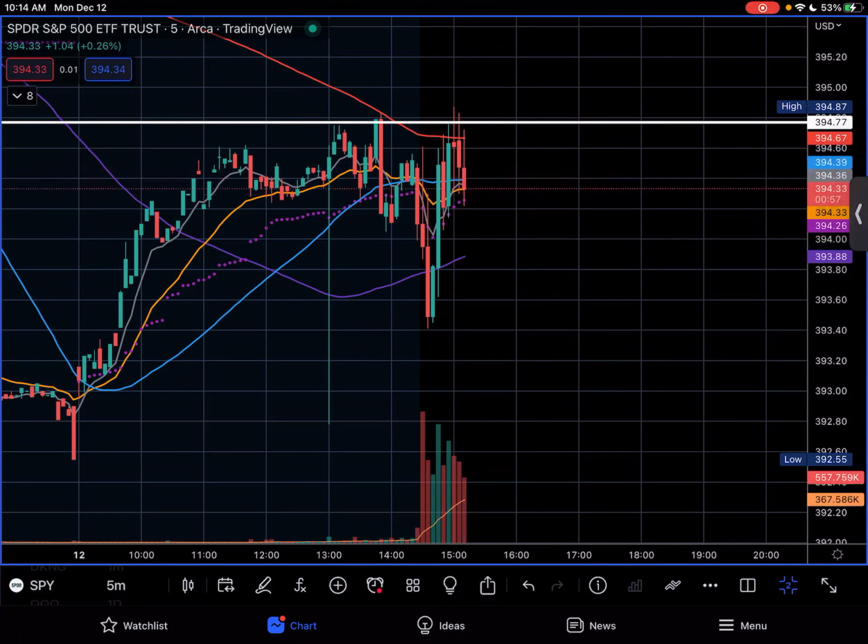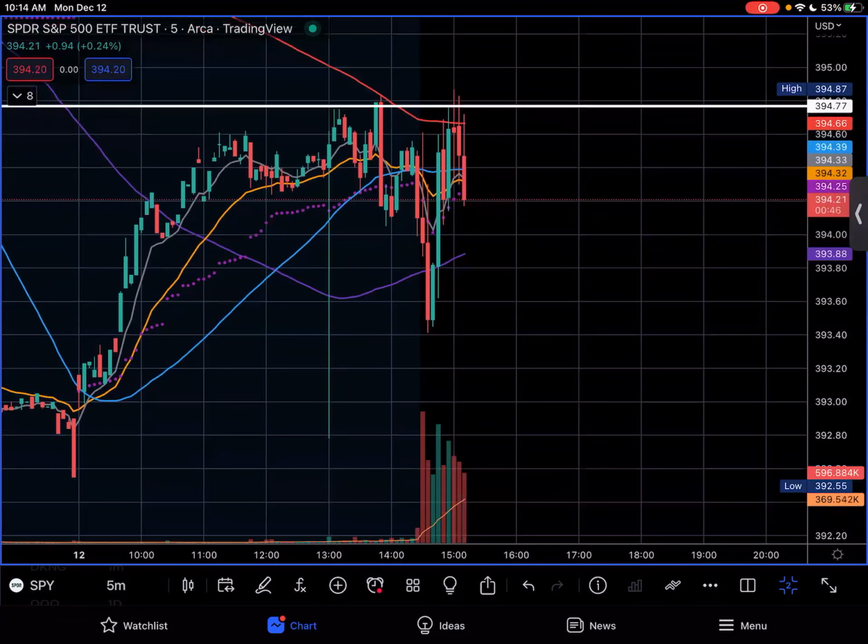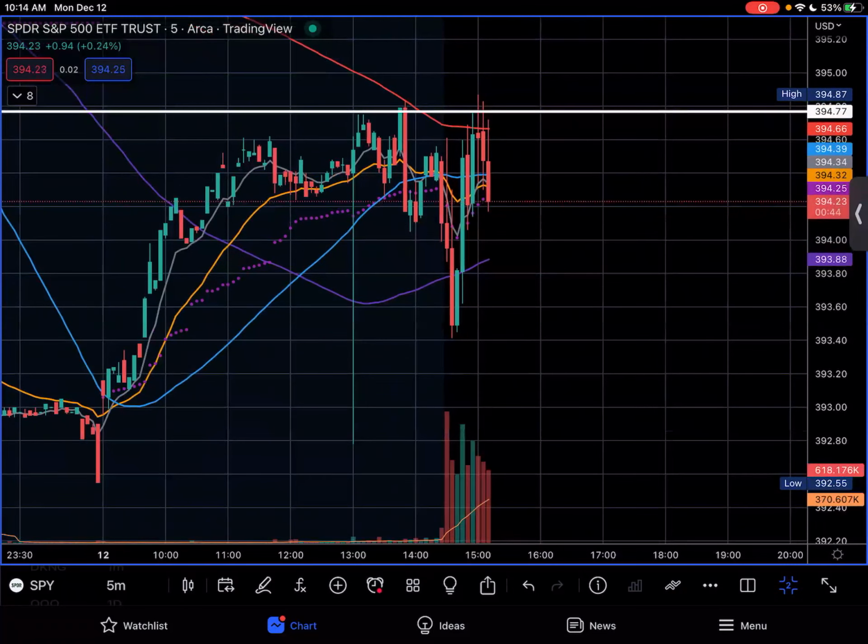We bounced off of VWAP, but now we're all the way back. Okay, this is what we've been waiting for, y'all. This is what we've been waiting for. I need a bigger move to the downside. Once we get that VWAP break, we'll make some good money.